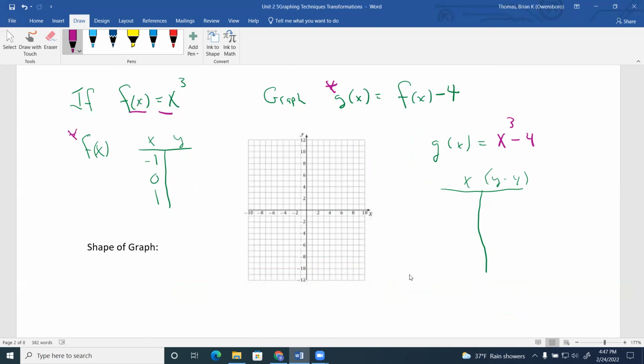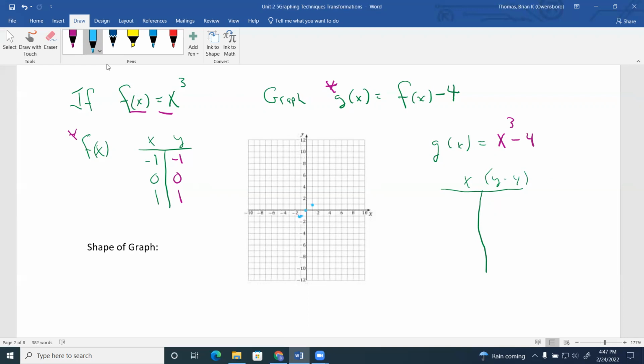So I have a -1, and if I put -1 in, -1 cubed would be -1. 0, 0 cubed would be 0. 1, 1 cubed would be 1. So I'm going to graph those 3 ordered pairs. So I have a -1, -1, and I'm going to do that in a lighter color. Let's do that. -1, -1 would be there. 0, 0, and 1, 1.